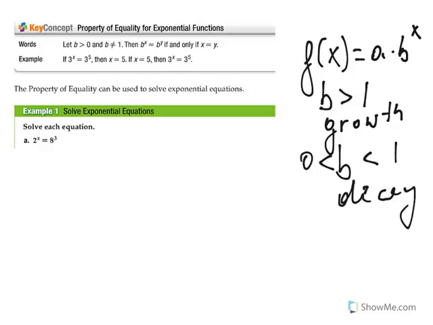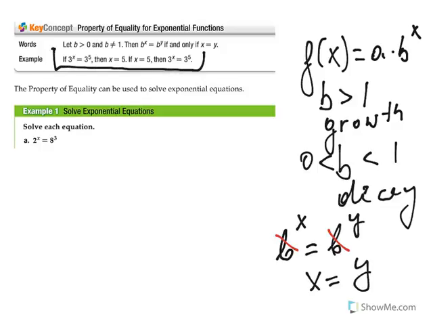If b is greater than 0 and b is different than 1, then b to the x power equals b to the y power. You can tell that the bases are the same, they are b and b, so we can cancel out the bases. In this case, x equals y. And here you have a good example.